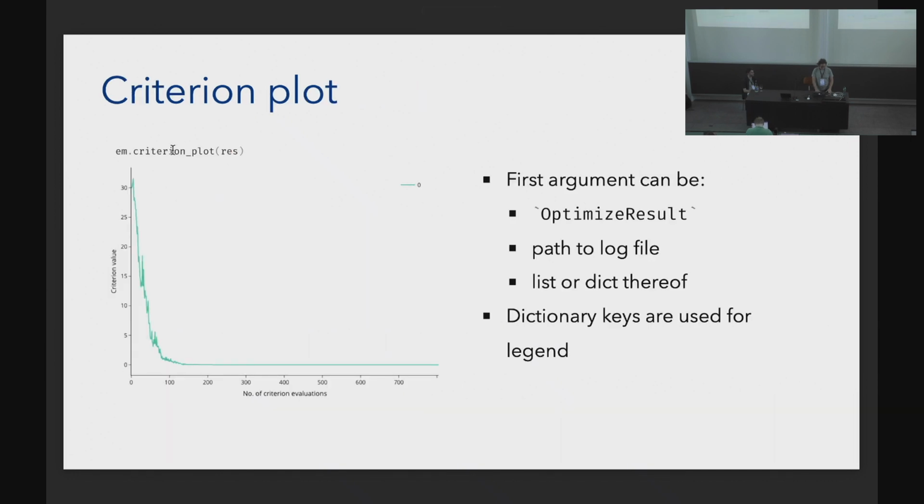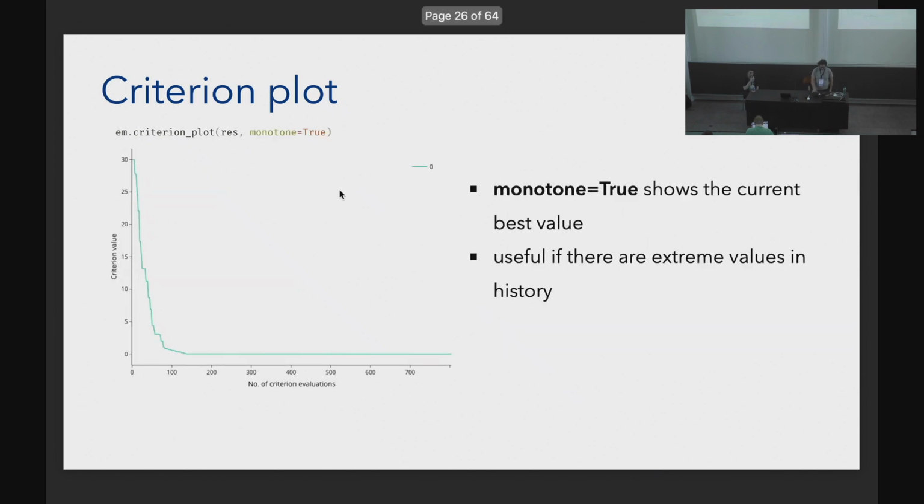Another thing you can do is make this criterion plot from it. The criterion plot shows the criterion value over time, so over the different function evaluations. And this first argument here can either be an optimization result or the path to a log database. And you can already do that while the optimization is running, so you see what's going on. And maybe if you don't have any progress or less than you expected, you abort the optimization and do something else. You can also compare multiple optimizations here. So this could also be a dictionary of optimization results or a dictionary of paths, and then you get more.